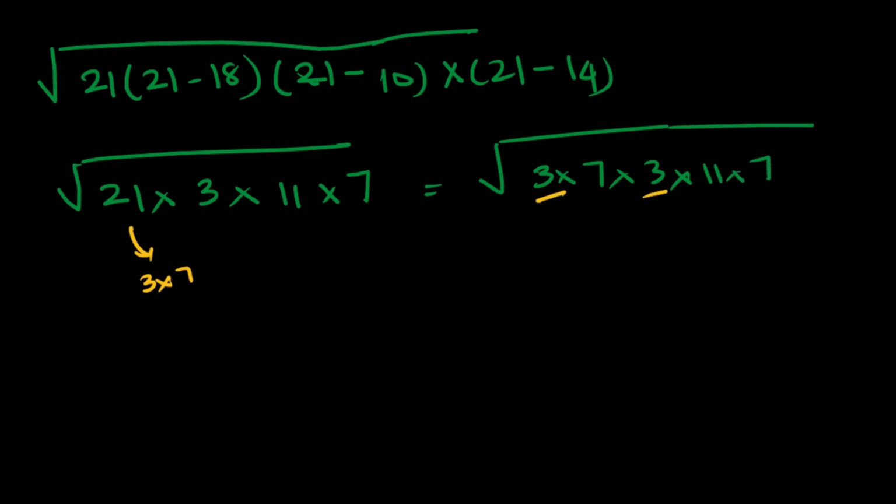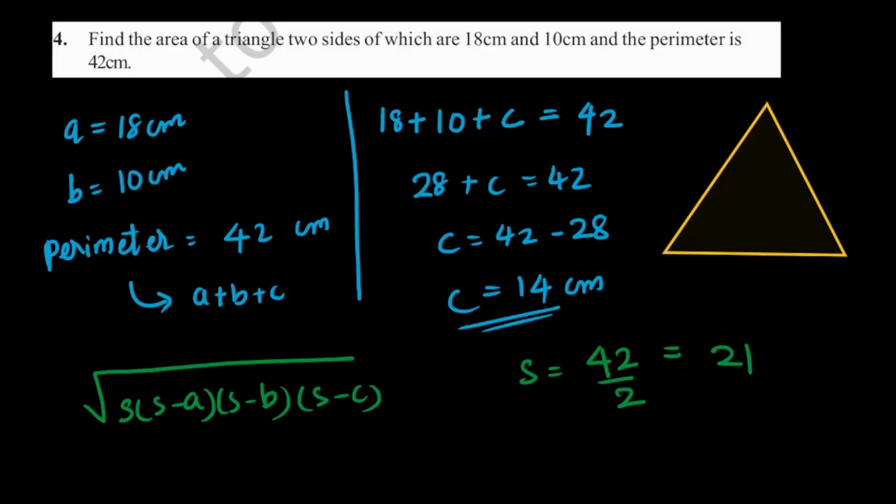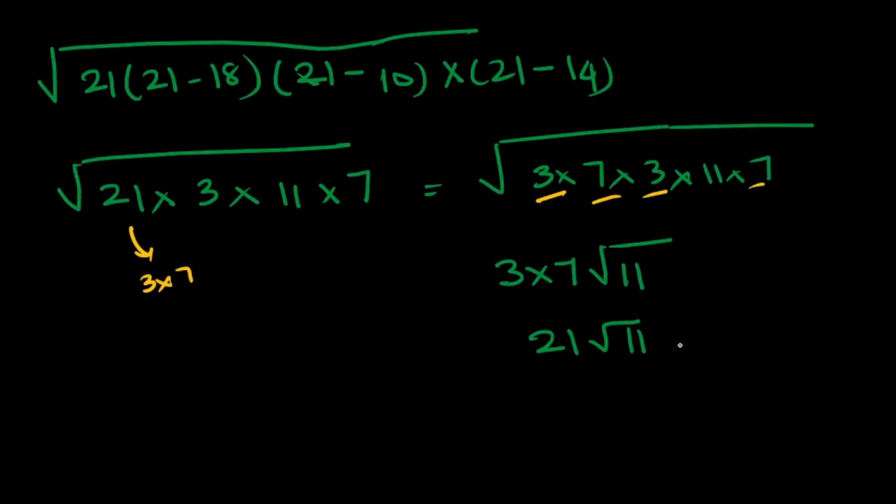So you have 3 into 3, so we'll take 3 outside. Then you have 7 into 7 again, we'll take 7 outside. So we have 3 into 7 root of 11, so 21 root 11. The unit is given as centimeter, so it is 21 root 11 centimeter square because it's an area. I hope this question is also clear.